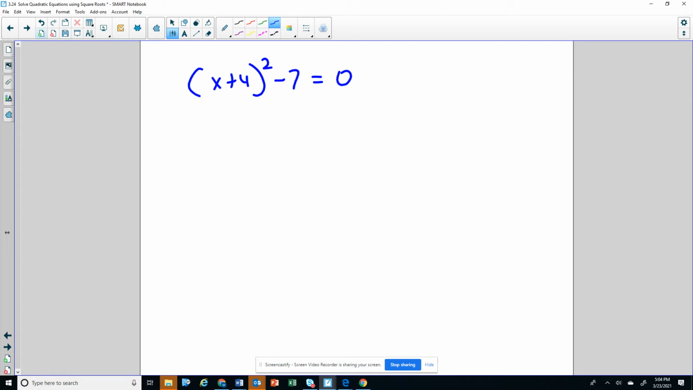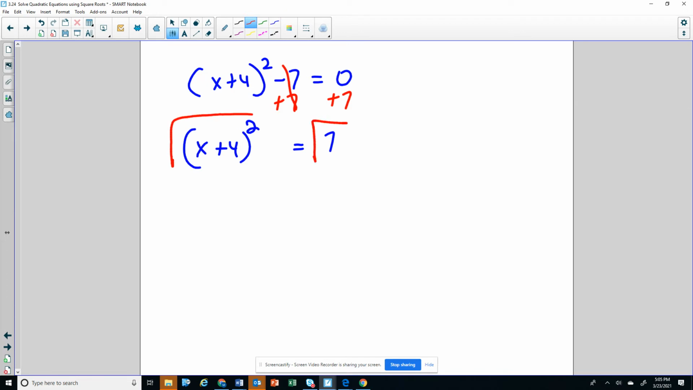So the first thing I want to do is isolate the square, right? So I'm going to add a +7 here and a +7 there. So when I add, that goes away. So all I'm left with now is x plus 4 squared, and that is equal to 7. Now to cancel the square, I'm going to use the square root sign. Again, what I do to one side, I'm going to do to the other side. So the square root cancels the power of 2 right there.